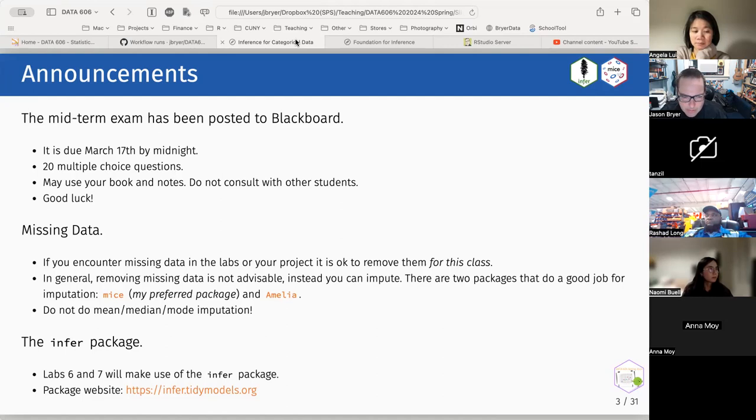And just another note that for labs 6 and 7, we're going to use the Infer package, which fits into the tidymodels framework, which I think is quickly becoming the de facto standard for doing predictive modeling in the R community. Infer tries to fit in that same framework, consistent with dplyr and the ggplot way of doing things. So I just wanted to make sure you have a link to the reference manual for that.